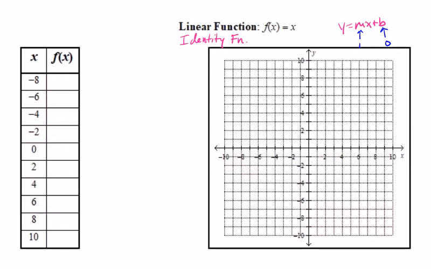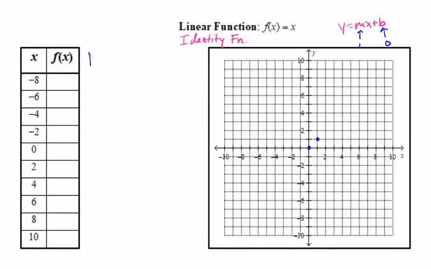So we could graph this without plotting all these points, because we know that the y-intercept would be 0 and the slope would be 1. So we can go up 1 over 1, and draw a line through that. So anyway, that's what this is. It's a linear function, but it's called the identity function.